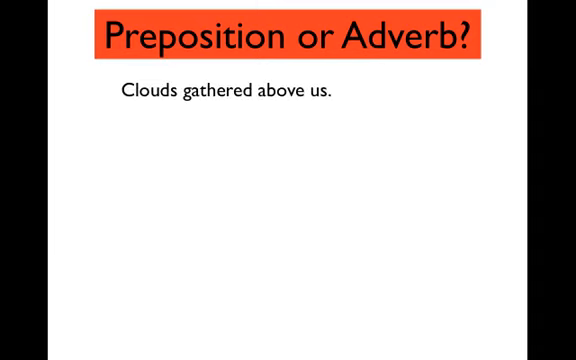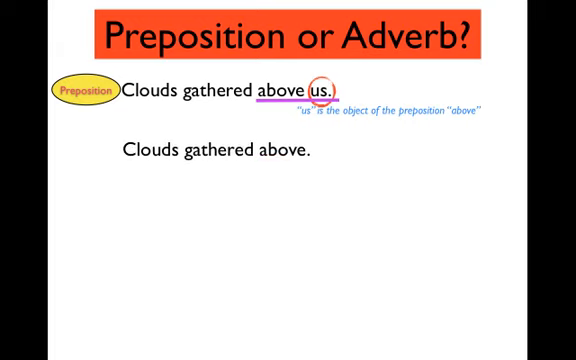Clouds gathered above us. In this sentence, above us is a prepositional phrase because above is the preposition and us is the object of the preposition. So in this case, this is definitely a prepositional phrase. Above us is a prepositional phrase because we have the object, us. The object of the preposition above is us. Let's look at another sentence that's very similar but kind of different.